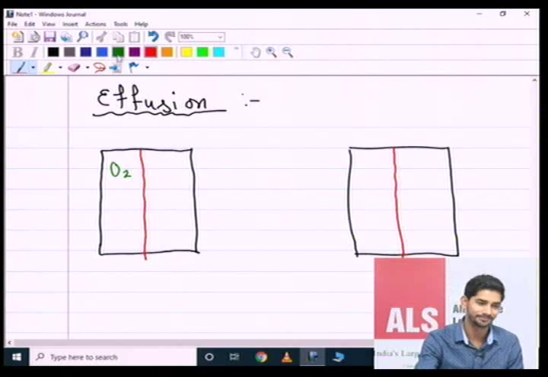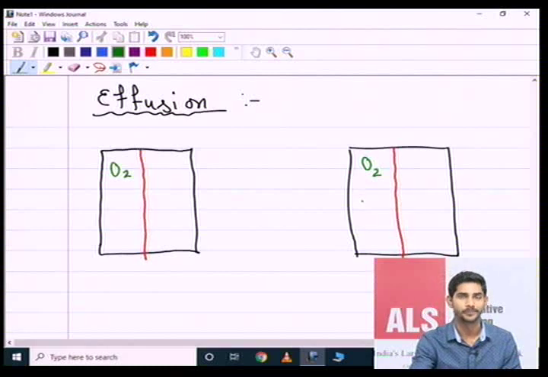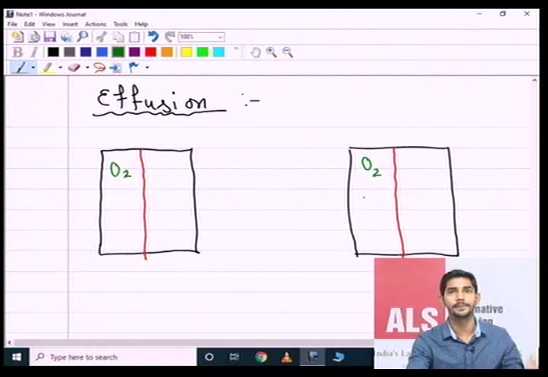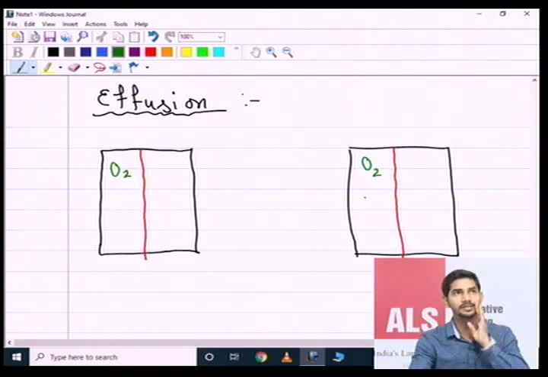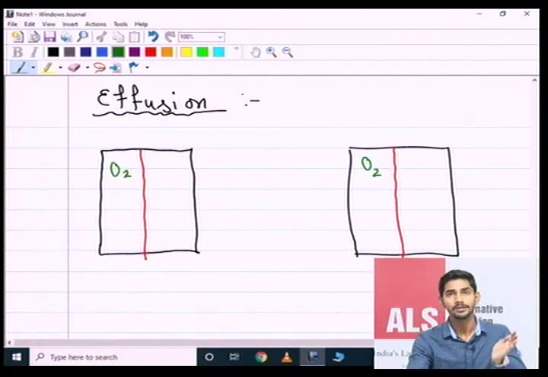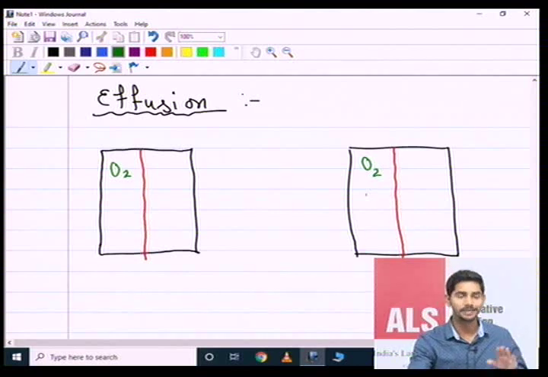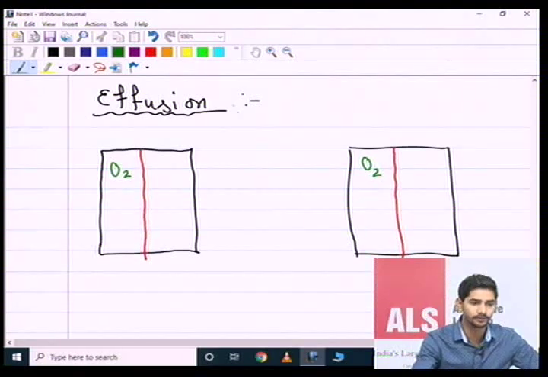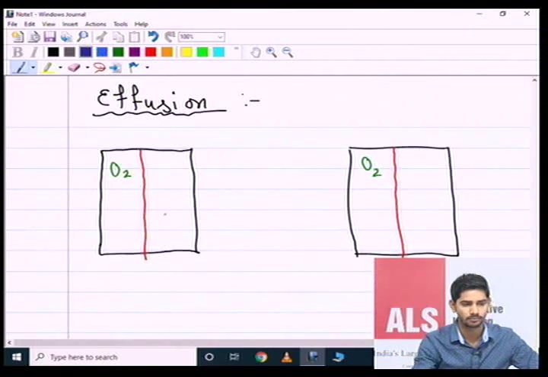Look at this. Again O2, and the right side is open. Now, this red line is a separator. It means if I place this one, the gas won't move from the left side to the right side. What I have done is that I have made a hole like this.